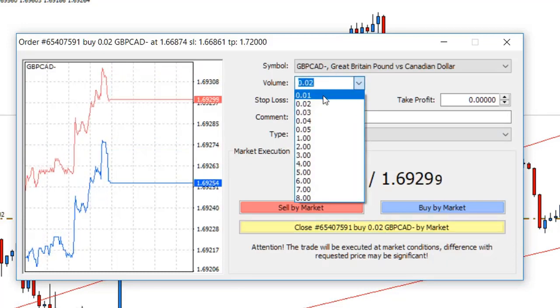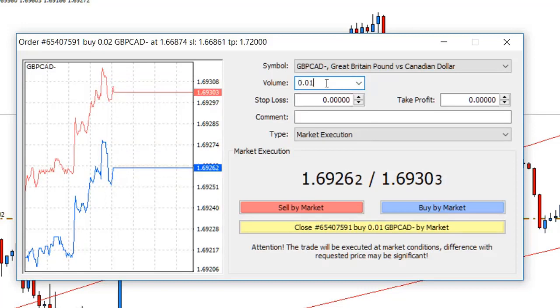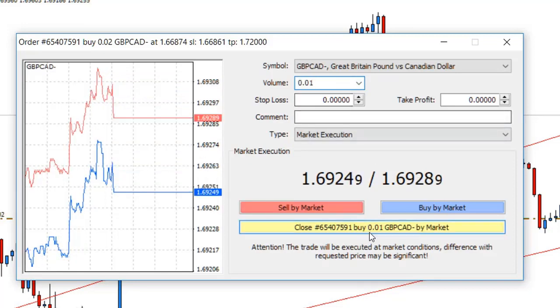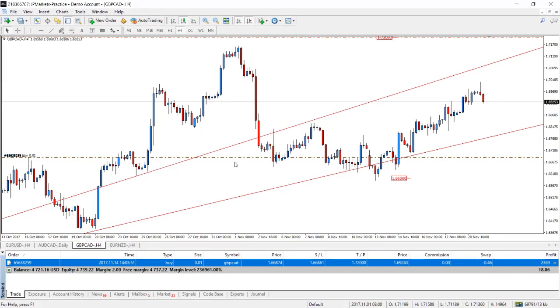So now I'm going to select 0.01, which is half of our current position, and I'm going to go ahead and close that trade. Now we've banked half of the money that we could have made if we closed the whole thing, so that's in, that's ours, done, no one can touch it.